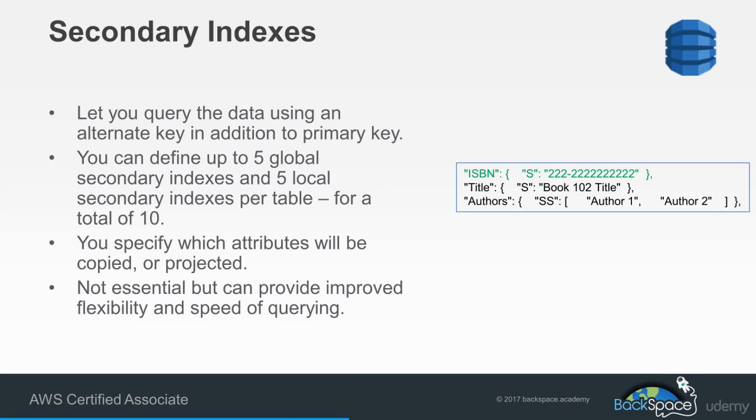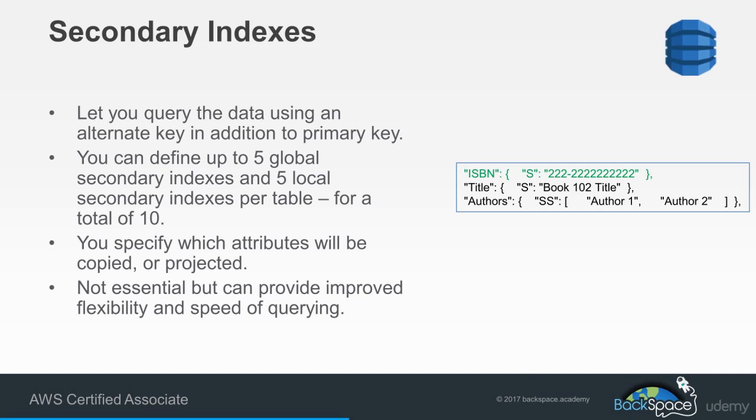So we can also create secondary indexes. They let us query the data using an alternate key in addition to the primary key. It can speed things up if we're looking for data, because we can search not just on the primary key. Say, for example, we wanted to search not only on ISBN but on title and authors, we could set up a secondary index around that which would contain that information. So it would basically be a subset of the original database.